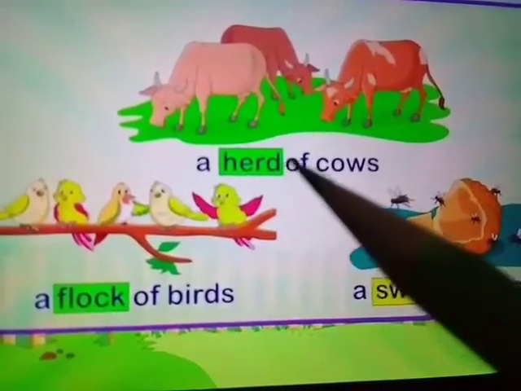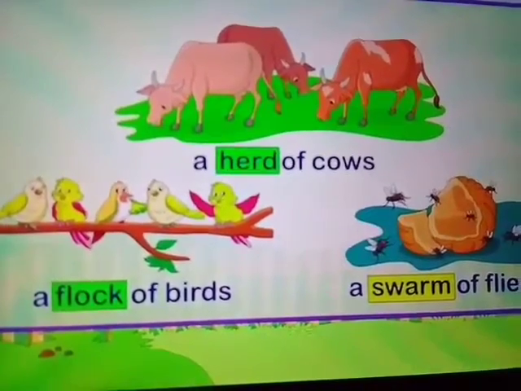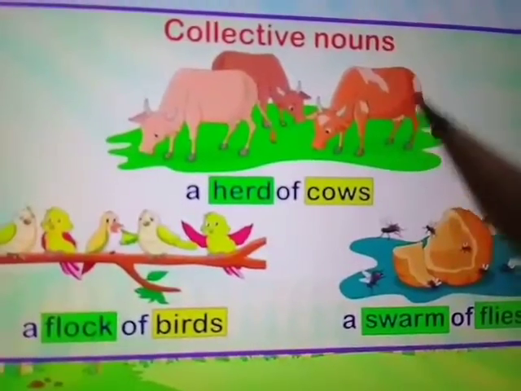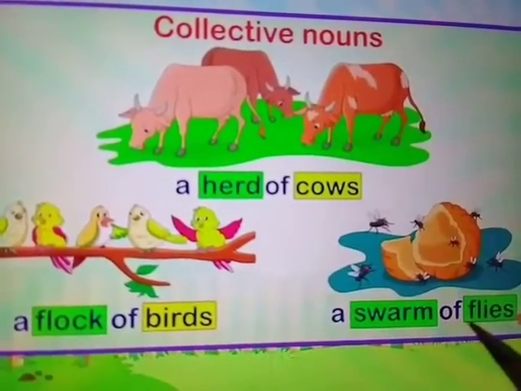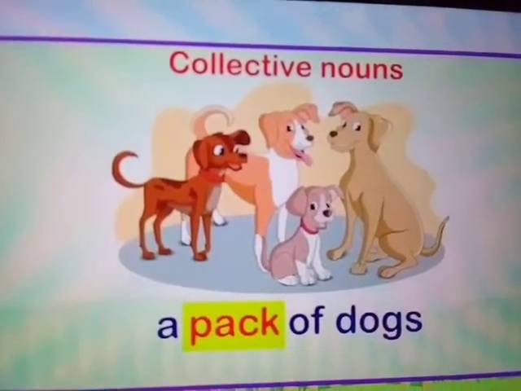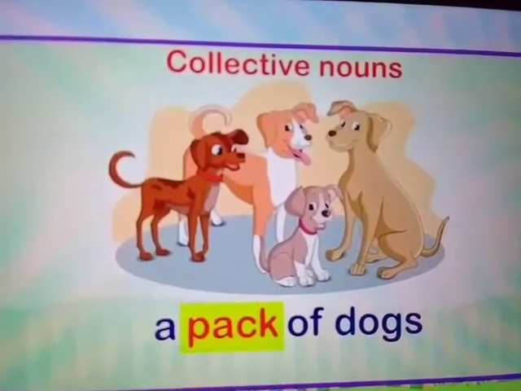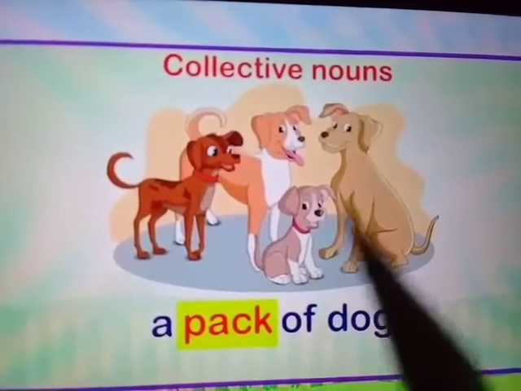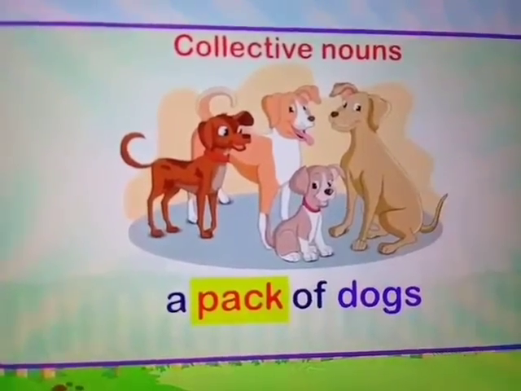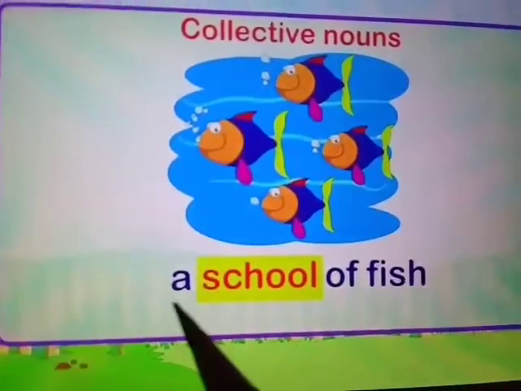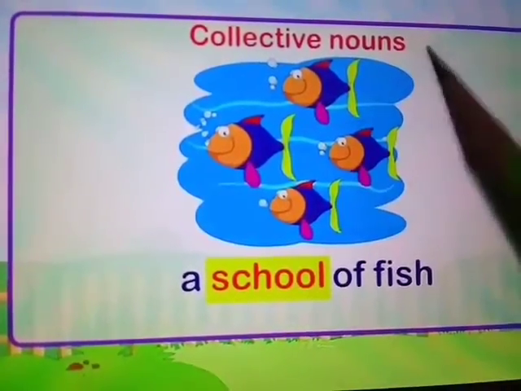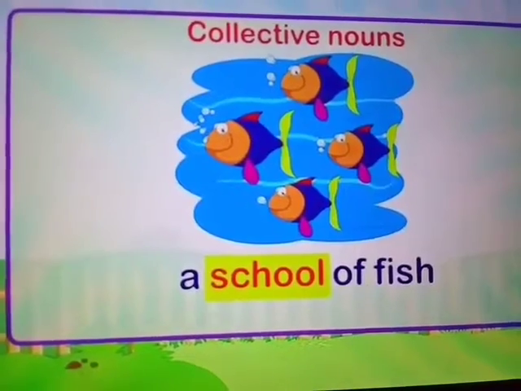Dear students, the words herd, flock, swarm are collective nouns, and these words are used to refer to a group of cows, birds and flies. Let us look at some more collective nouns. Number 1 is a pack of dogs. Dear students, the word pack refers to a group of dogs, and pack is a collective noun. Now the next example is a school of fish. School is a collective noun which refers to a group of fish.